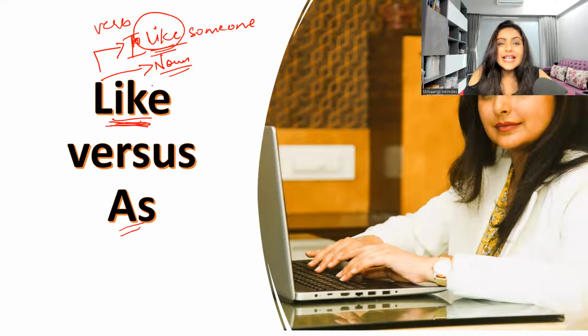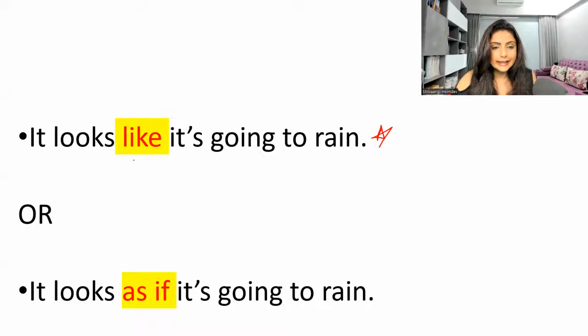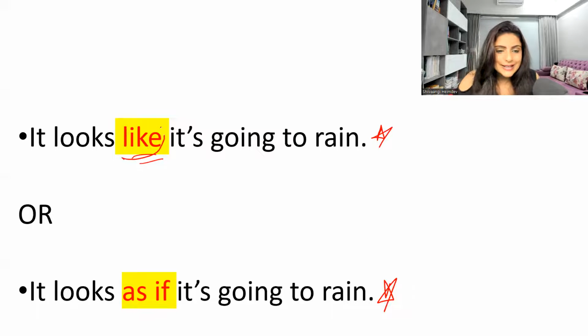So where is the confusion? Let's address that. Take a sentence like, it looks like it's going to rain. Which one is correct? Should I use like, or should I say, it looks as if it's going to rain? Very often we use like in such sentences, but is that correct grammatically? Let's learn this in this video.